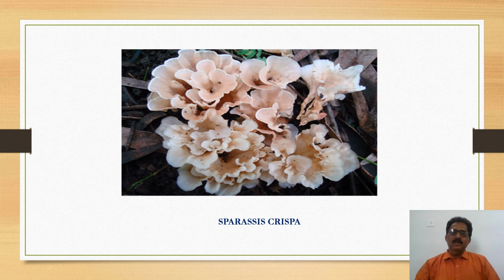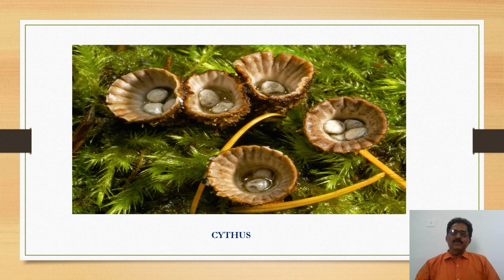This is again the cauliflower mushroom, commonly called so because of its appearance just like a cauliflower. The botanical name of this mushroom is Sparassis crispa, which has different shapes and sizes of the fruiting body. This is a beautiful mushroom found in the forest region of our Medghat.